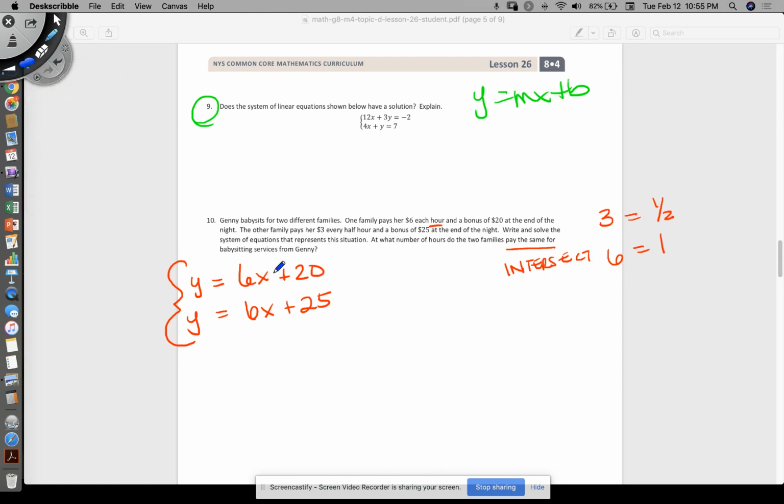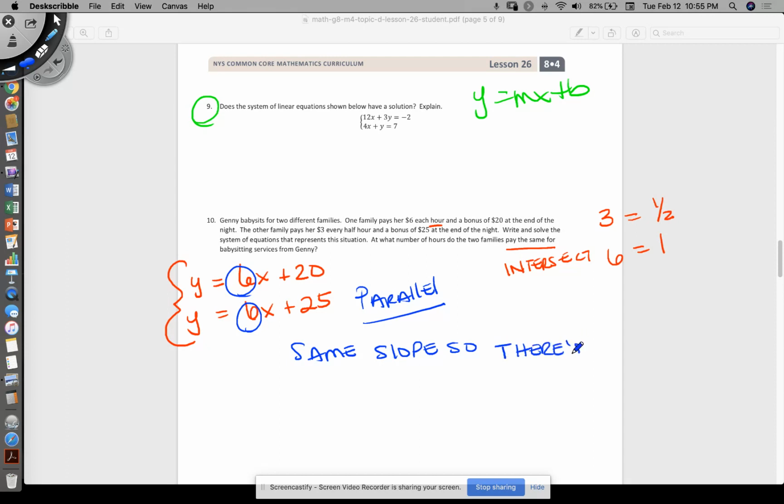All right. Now, since my slopes are the same, since the slopes are the same, that means they're parallel. And if they're parallel, then they'll never intersect. So we're just going to say same slope. So there's no intersection.